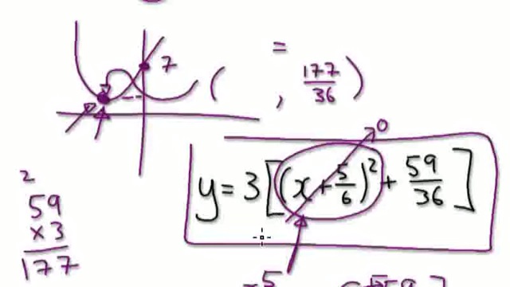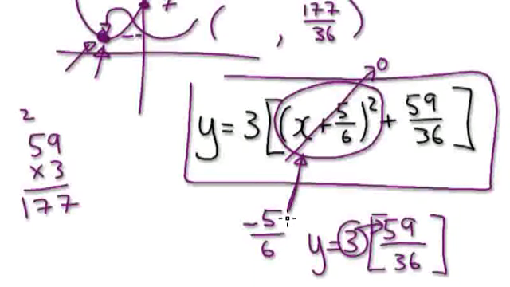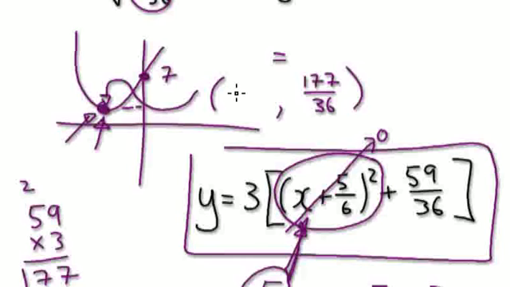The x value here is actually this. When you put minus 5/6 into this x here, the whole term is at its minimum. So at its minimum, x will be minus 5/6. So the exact location of this point here is, this is the x and this is the y.